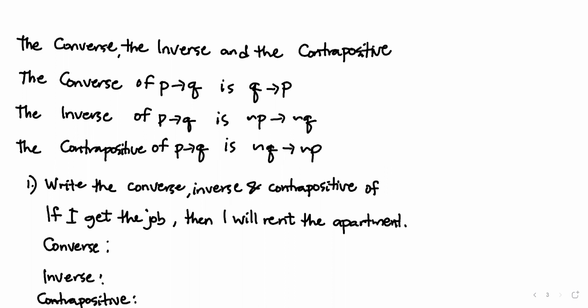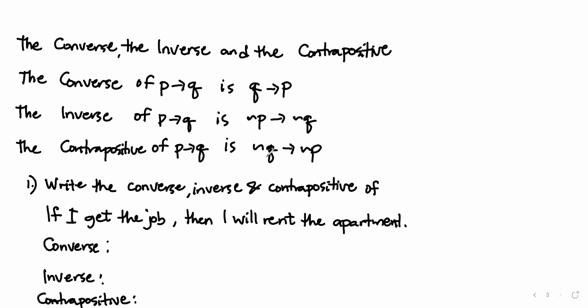Okay, next, every conditional statement has three related statements. They are called the converse, the inverse, and the contrapositive. The converse of P implies Q is Q implies P. So for the converse, you interchange your antecedent with the consequent. The inverse of P implies Q is not P implies not Q, wherein you get the negation of your antecedent and also the negation of your consequent. And the last one is the contrapositive. The contrapositive of P implies Q is not Q implies not P.